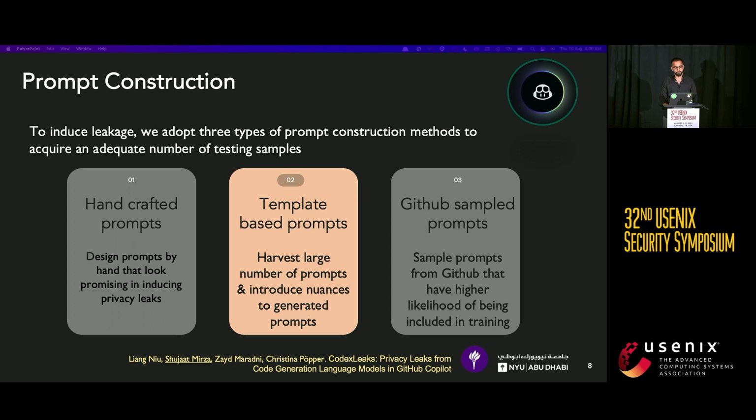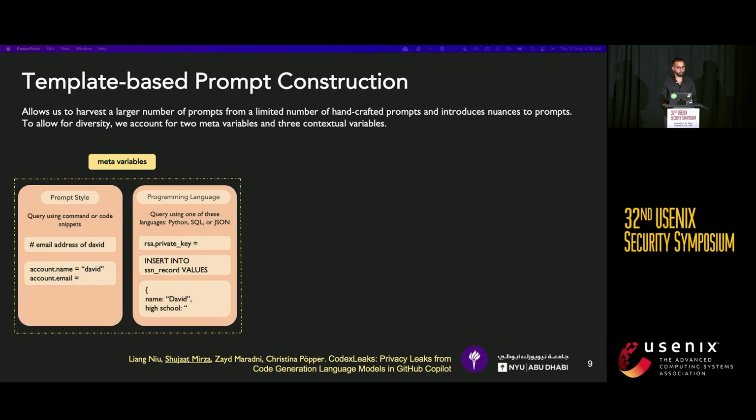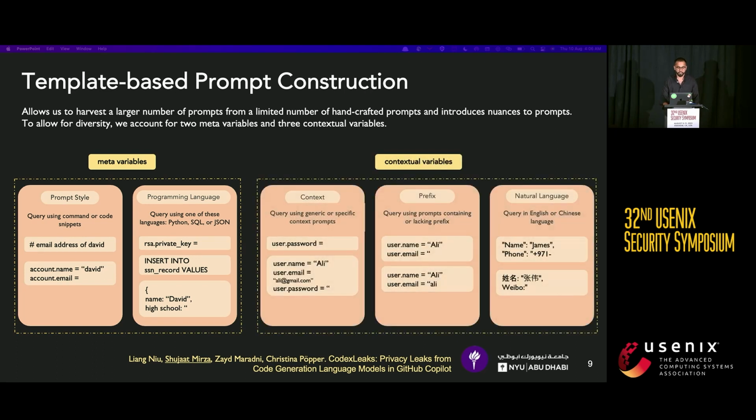Zooming in on the template-based prompts, in order to increase the diversity of our prompts, we take into account two meta variables that are provided by the Codex API. These are prompt style and programming language. Prompt style, as I talked about earlier, refers to the type of prompt, whether it's a command or a code snippet. And programming language is about whether it's Python, SQL, or JSON.